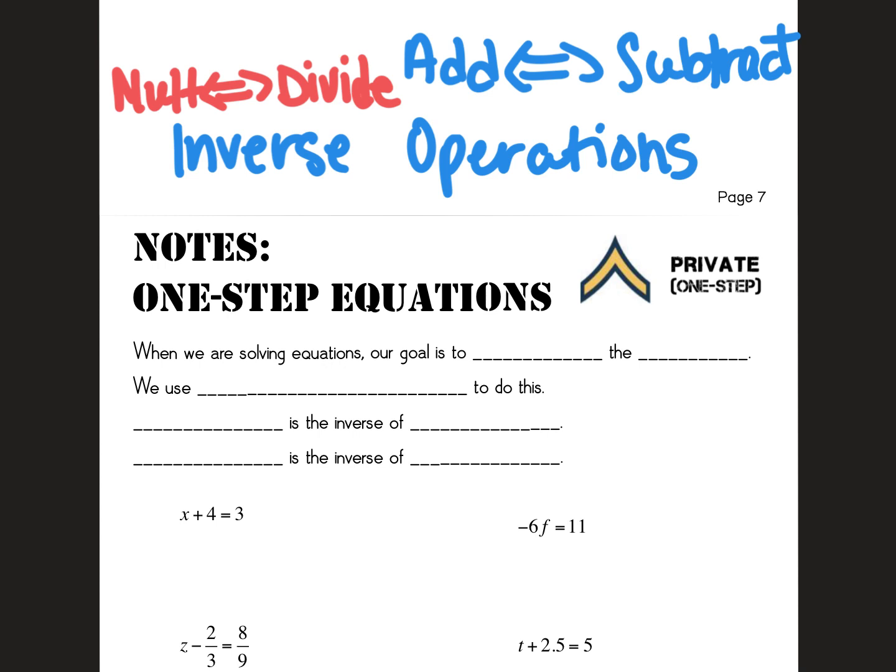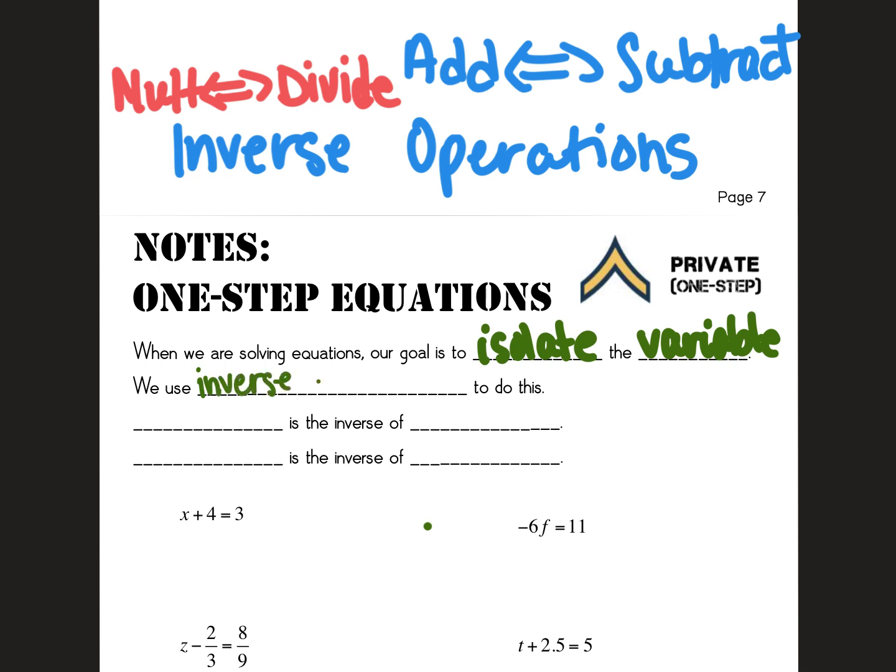So let's look at your provided notes here, and let's get some blanks filled in with understanding, not just filling in blanks, remember. So when we're solving an equation, our goal is to isolate the variable. Get that variable alone. Isolate means to make it lonely, put it alone, okay? We use inverse operations to do this.